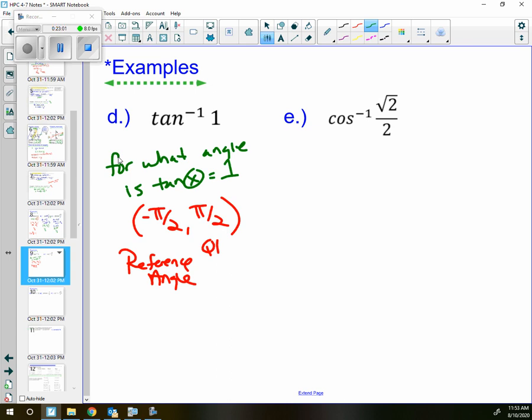Well, that's at pi over 4, right? 45 degrees. So at pi over 4, tangent would be 1. Easy one to check on your calculator. Let's try one more of these and we'll get to some negatives.